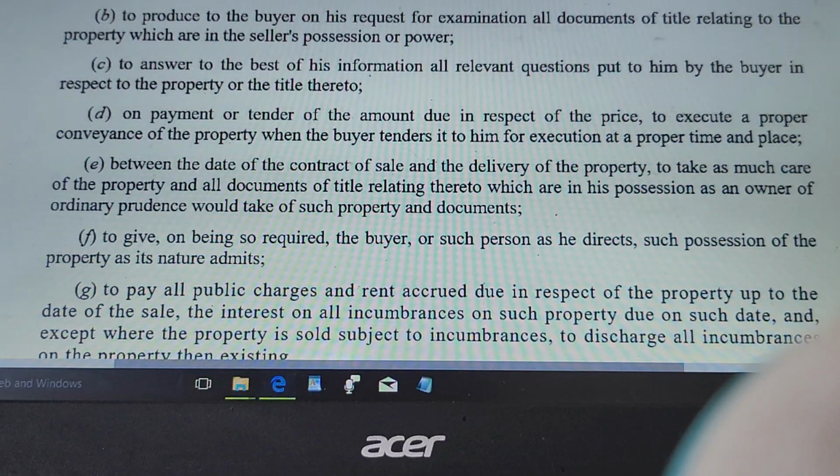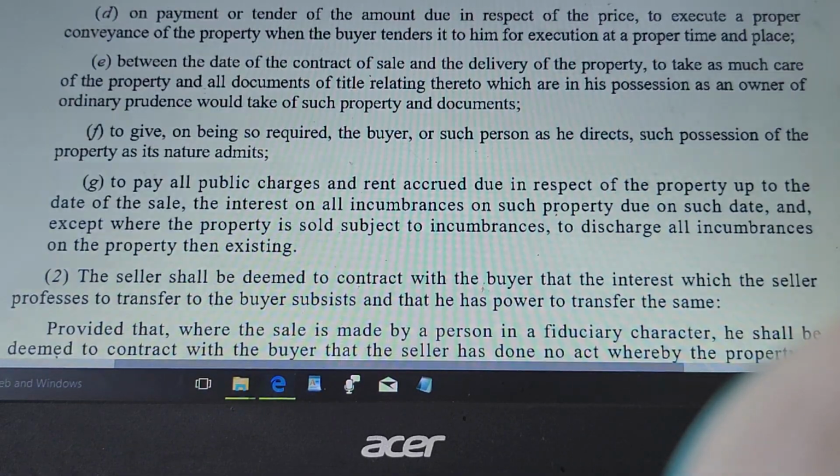E. Between the date of the contract of sale and the delivery of the property, to take as much care of the property and all documents of title relating thereto which are in his possession as an owner of ordinary prudence would take of such property and documents. F. To give, on being so required, the buyer or such person as he directs, such possession of the property as its nature admits.